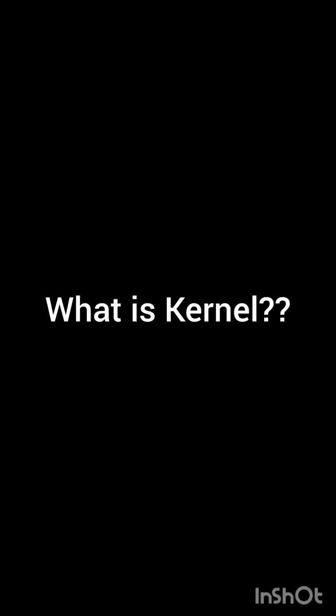Moving forward, knowing about how Linux works. So Linux works basically in four divisions, that is kernel, desktop environment, shell and applications. So going to know about the kernel. Kernel is the core of the operating system which manages hardware resources and provides services to applications.